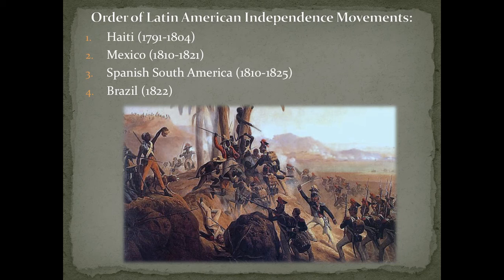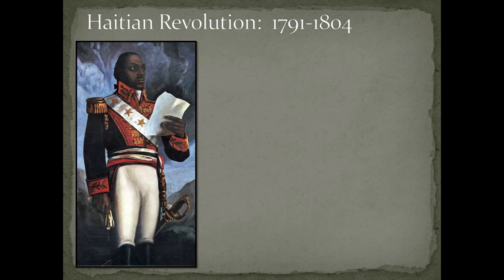And again, they're the oddball because the Portuguese king Dom João ran off to Brazil, so it would be a lot harder for Brazil to declare independence if they're being directly ruled by the Portuguese king in the colony. So we'll come back to that again in a few minutes. So let's look at a quick recap of Haiti, and then we'll move on to Mexico and Spanish South America.